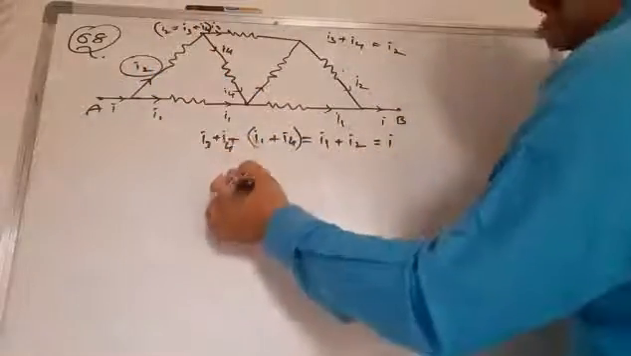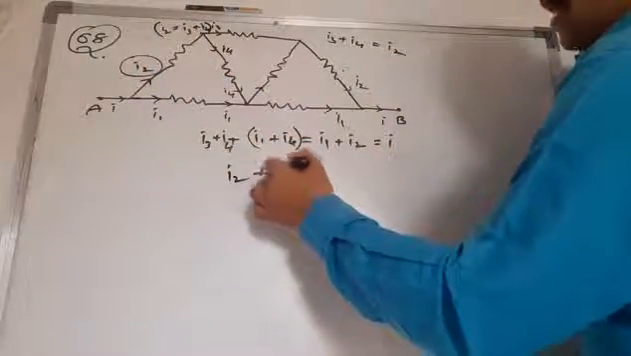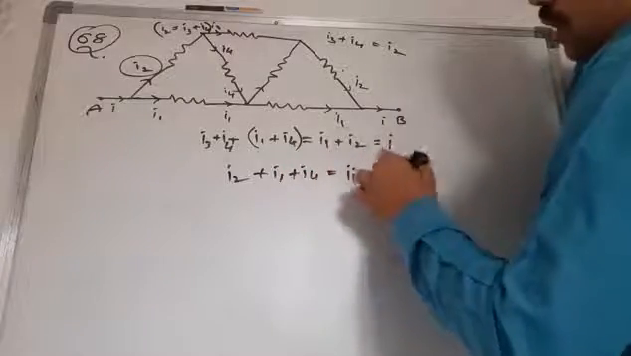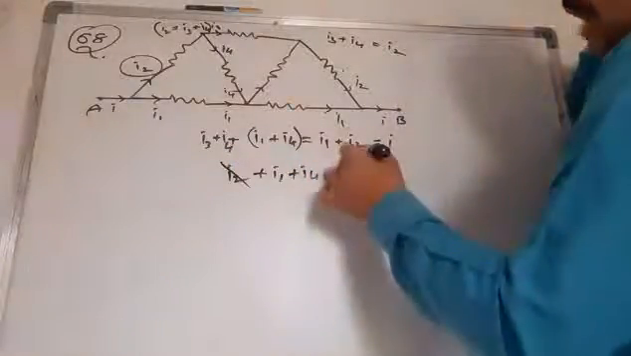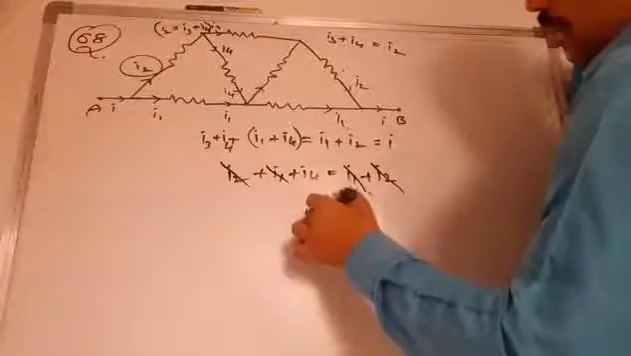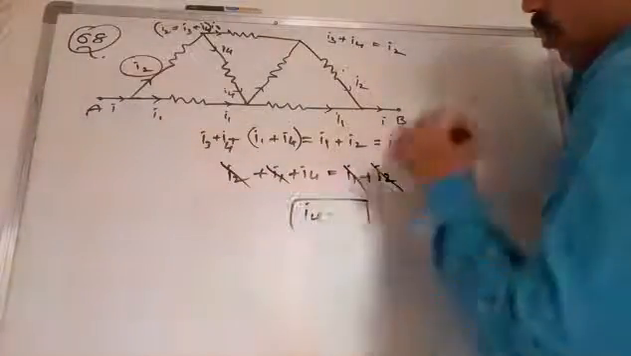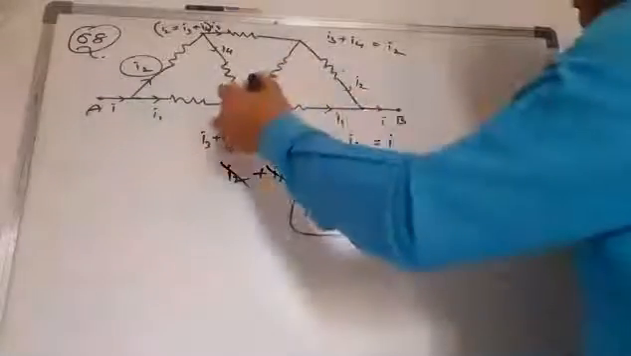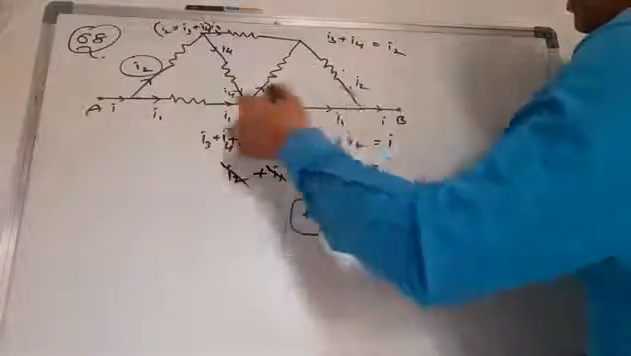You substitute here I2, it will be I2 plus I1 plus I4 is equal to I1 plus I2. I2 gets cancelled, I1 gets cancelled. So I4 is equal to how much are you getting? 0. So in this case, there will be no I4 flowing through this one.